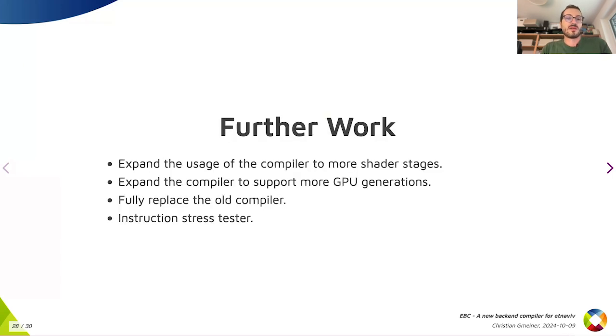There are several things I'm planning to work on moving forward to expand the capabilities of the compiler. First, I want to extend the usage of the compiler to handle more shader stages. Right now, it's focused on OpenCL, but the goal is to cover all shader stages. From the experience with the old compiler, this task shouldn't take too much time. And I think this will be one of the first tasks I want to work on after EBC landed.